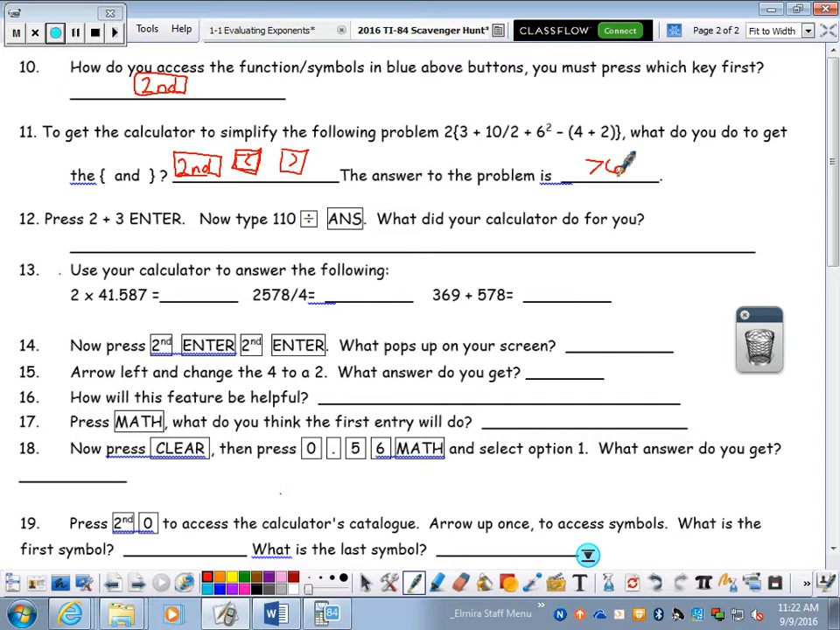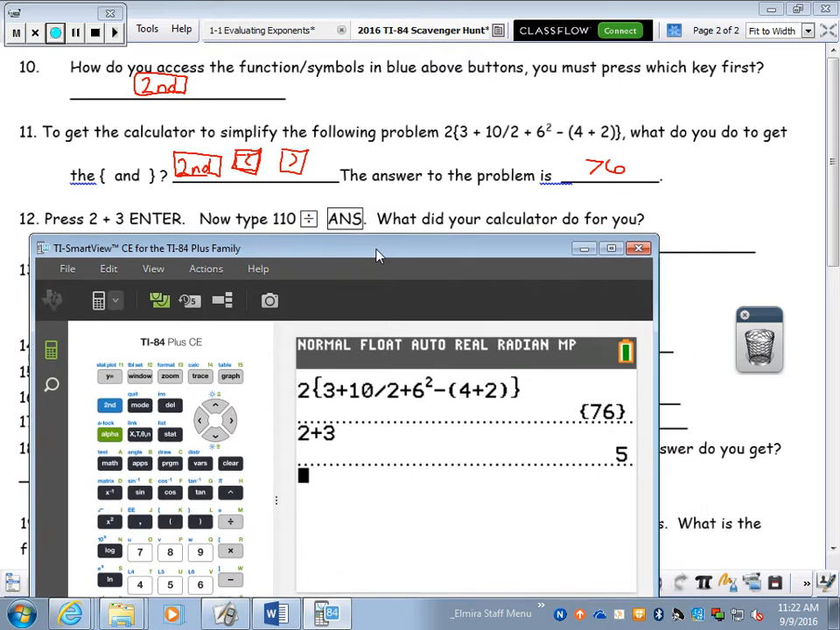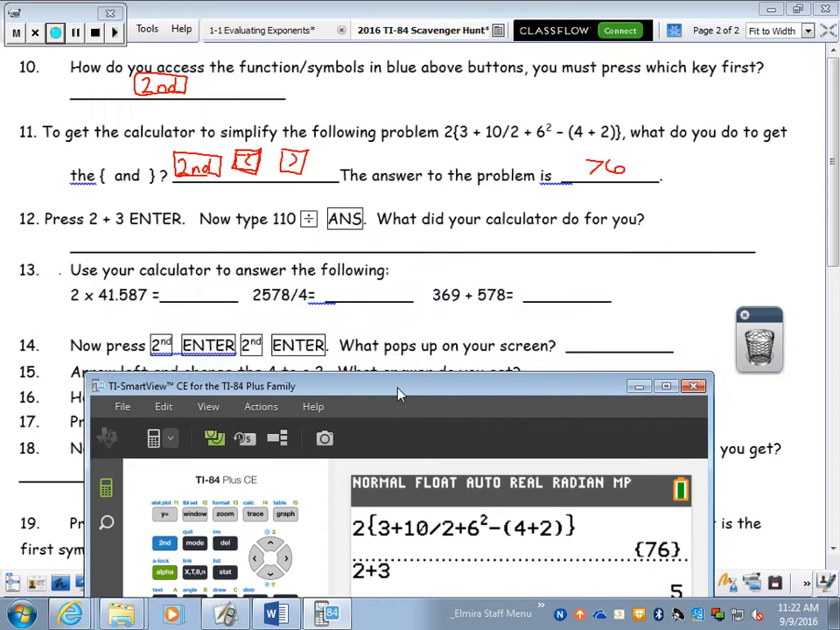Okay, 2 plus 3 and enter. Don't overthink that, it's really that simple. 2 plus 3, enter, and you get 5. Okay, now type 110 divided by ANS. Where is ANS?